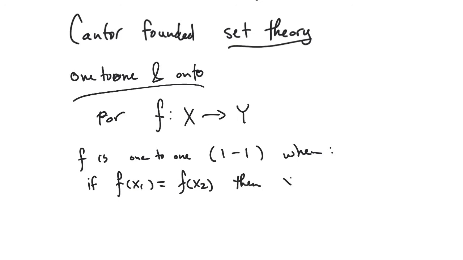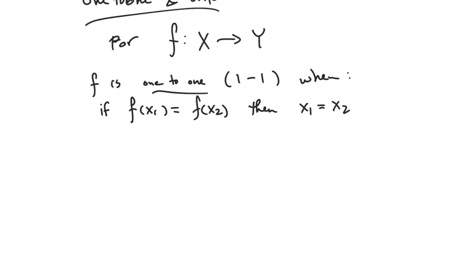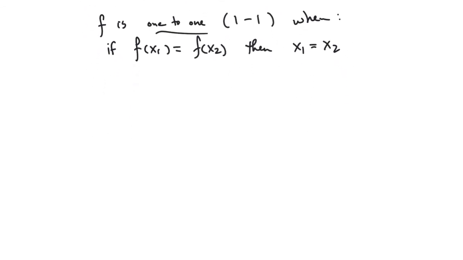Then x1 equals x2. So if you think you have two different domain points that go to the same answer, it turns out actually they were not two different points. They had to be the same point. The only way to get the same answer for two values is if they were actually the same value to begin with. All right, this is the definition of 1 to 1. In your discrete math class, I hope that you spent quite a bit of time talking about this.